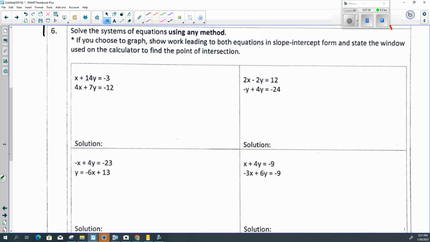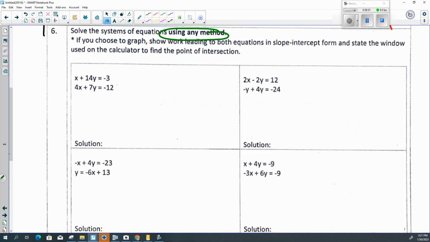Okay, this one says I can choose any method I want, and then it talks about this weird graphing calculator window. If you want to solve these by graphing, please just draw me a graph in the space provided. So I wasn't going to solve any of them by graphing, but if you want to, that is fine. Put them in slope-intercept form and draw me a little graph here and show me what they would look like.